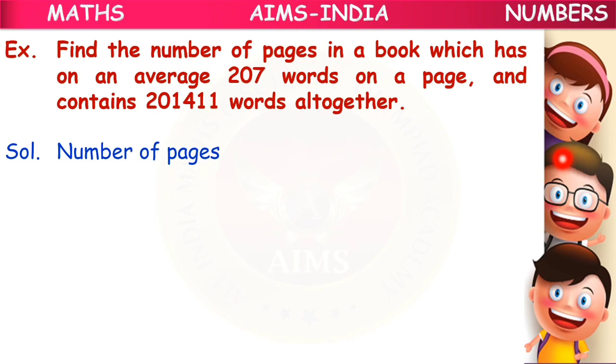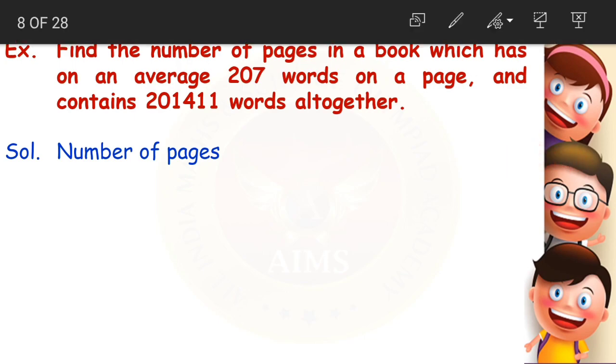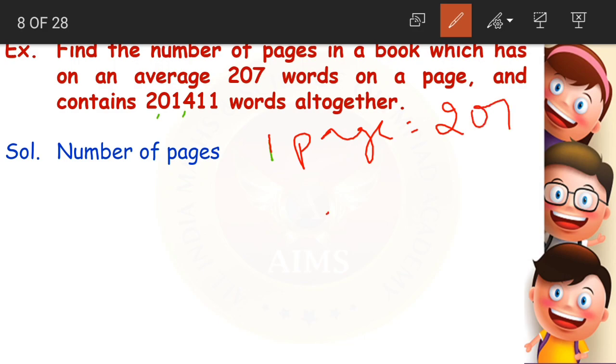Find the number of pages in a book which has an average 207 words on a page and contains 2,01,411 words all together. It's better to keep commas. What are they saying? They are saying on each page we have 207 words and there are 2,01,411 words in total. Now how many pages does the book have?